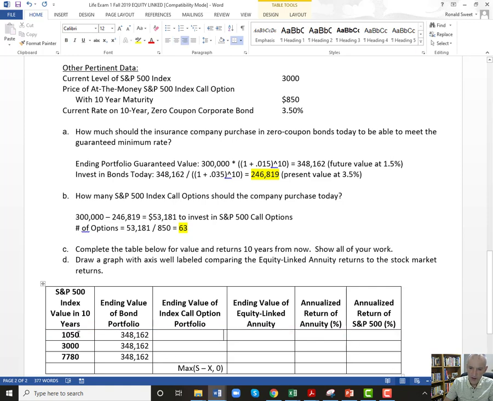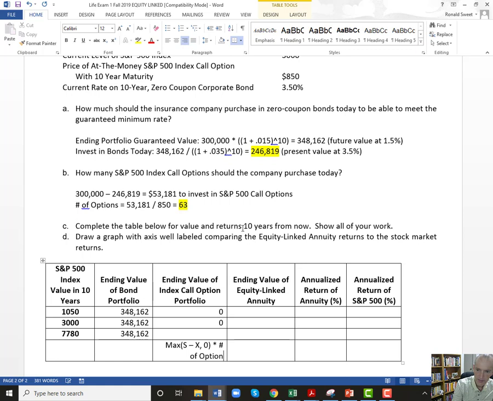So if the market falls to 1050, we take 1050 minus, I mean, 3,000. Sorry, 1050 minus 3,000. There's where the strike price is. That's a negative number, so the value there is 0. 3,000 minus 3,000, the value there is 0. So the one other thing you have to do is you have to take the intrinsic value times the number of options.